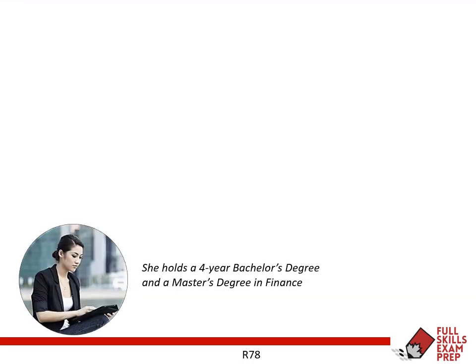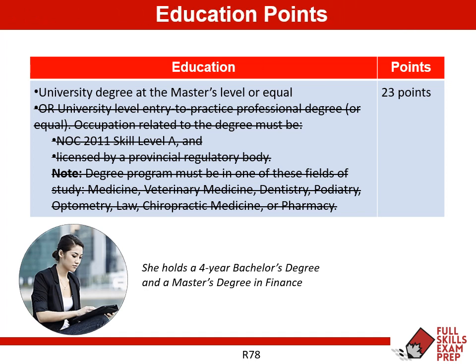Okay, with Shing, that one was pretty straightforward. There's no mention of an ECA, so we wouldn't really worry about it. If you got 23 points over here, then you are doing this correctly. So she has a master's degree in finance. The second portion there of the 23 points, where it's an entry to practice professional degree, doesn't play a role in her scenario, so we wouldn't even think about this at all. Okay, so you're looking at 23 points for her.